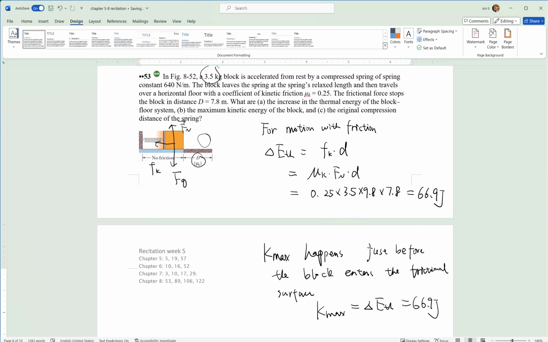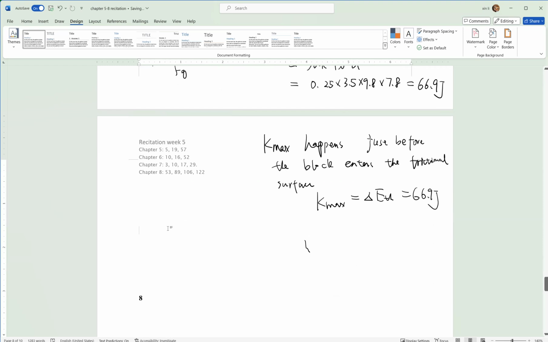So why is that? Because in this region kinetic energy is transferred to thermal energy. For the first part, we have the spring potential energy all transferred to kinetic energy. The first part is the spring potential energy transferred to kinetic energy. The second part is kinetic energy transferred to thermal energy.